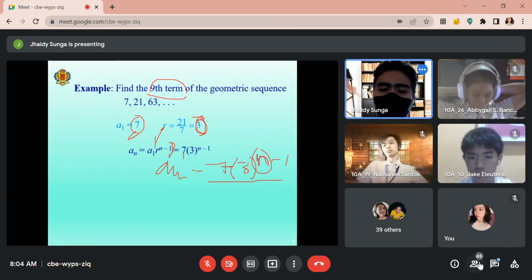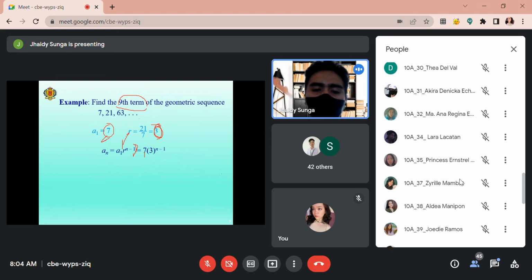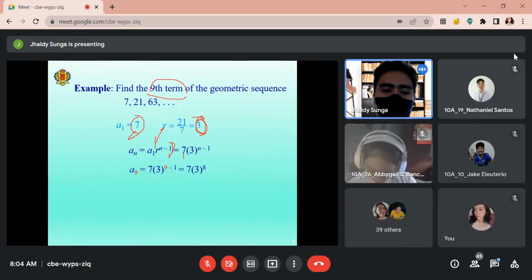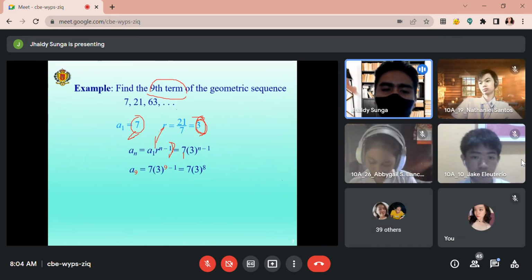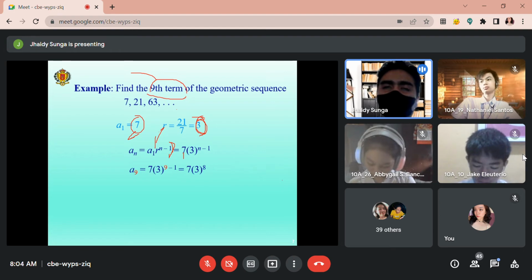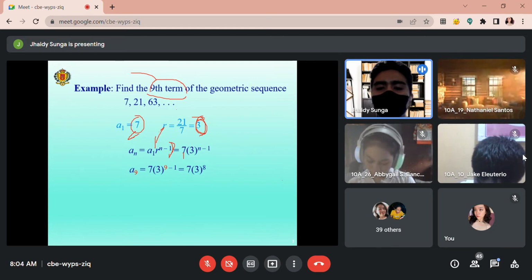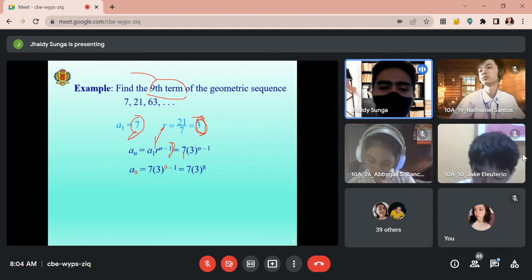So substitute the ninth term to the n, because that's the one that we are to find, like in arithmetic sequences as well. After we substitute, we subtract 1 and solve. If you are to solve this, would you mind to give the answer, Gabriel? Biteng?